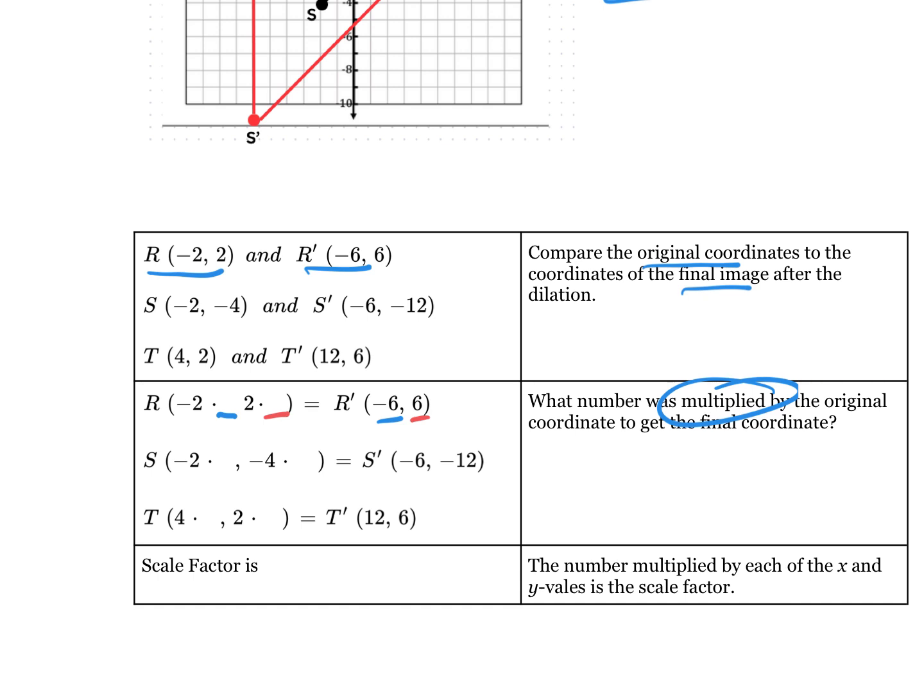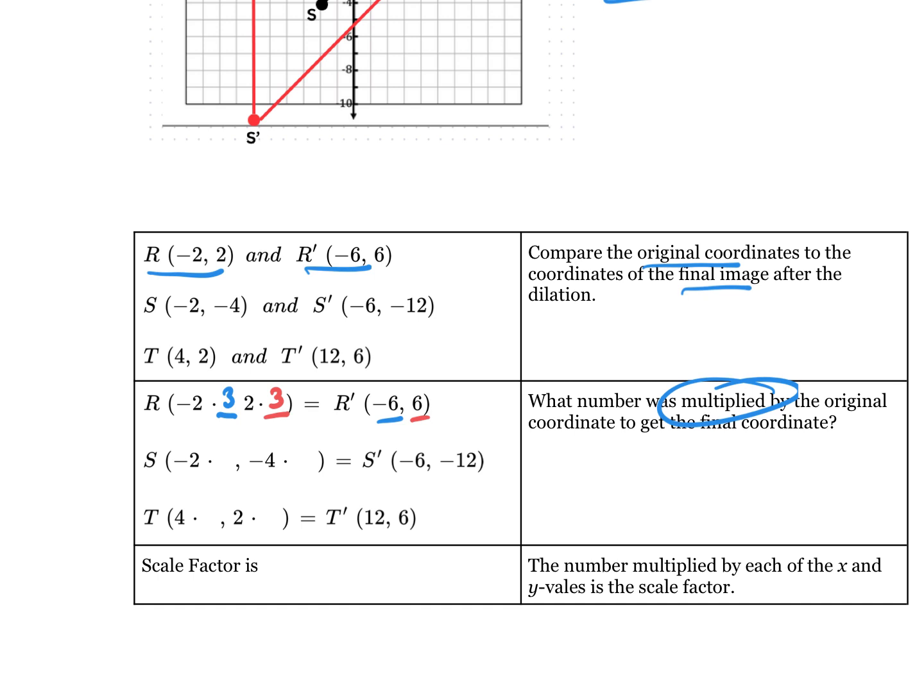Now, as we've already determined, if I multiply both my x value and my y value by 3, I get the final coordinate of R prime, because -2 times 3 is -6, and then 2 times 3 is 6. Okay. And I can do this for coordinates S and T as well.